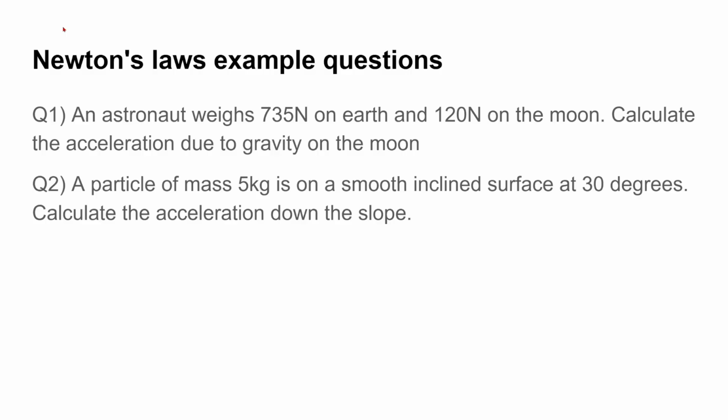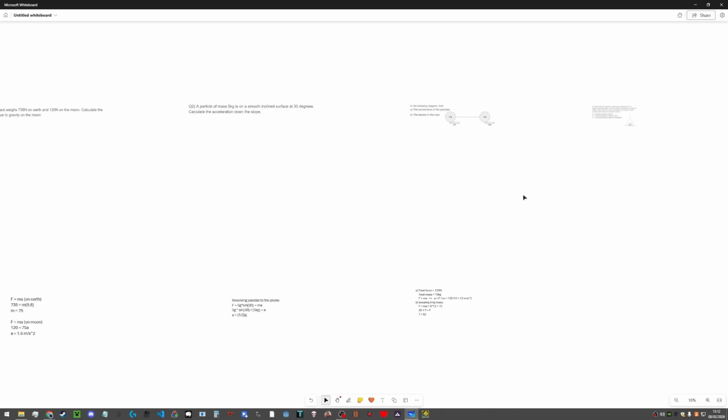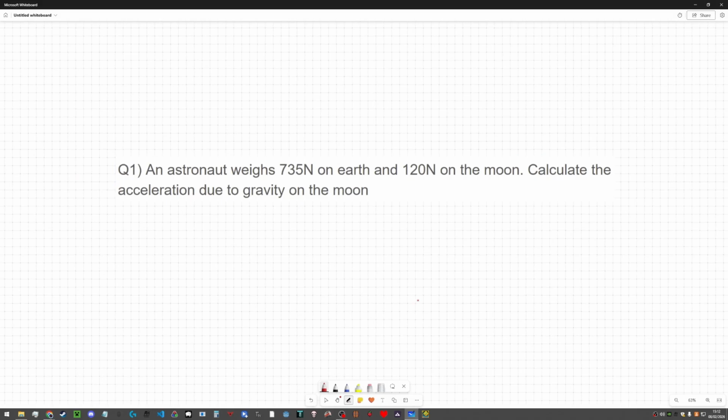Alright, so I've got some example questions. Question 1. An astronaut weighs 735 newtons on Earth and 120 newtons on the Moon. Calculate the acceleration due to gravity on the Moon.